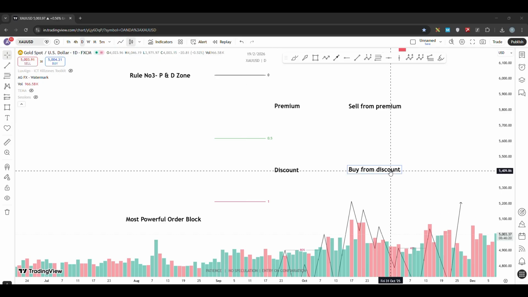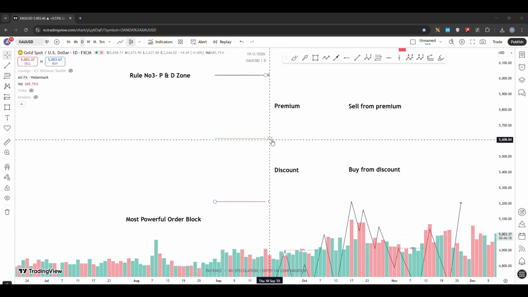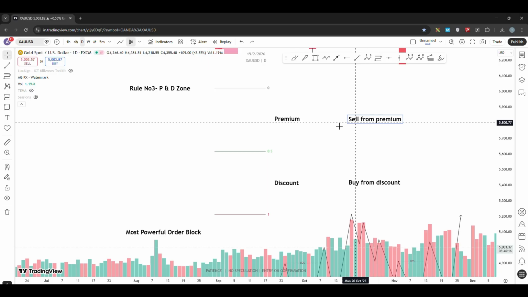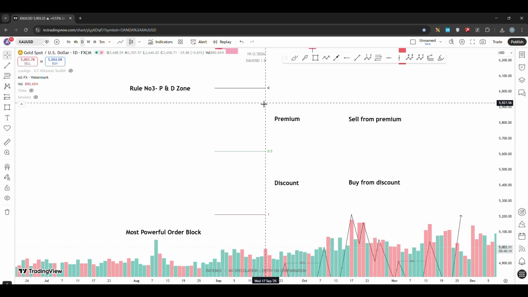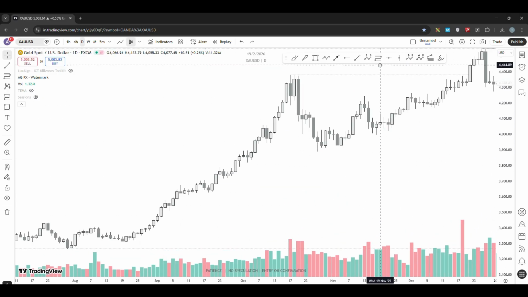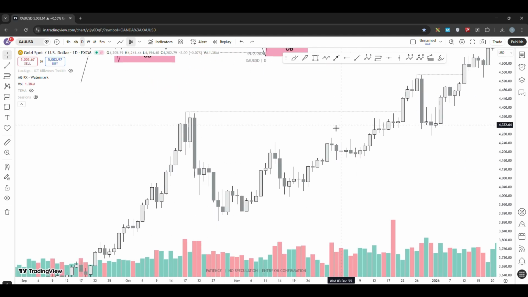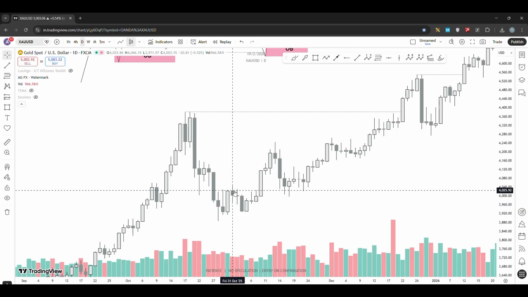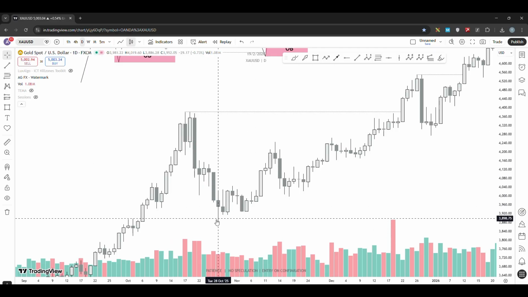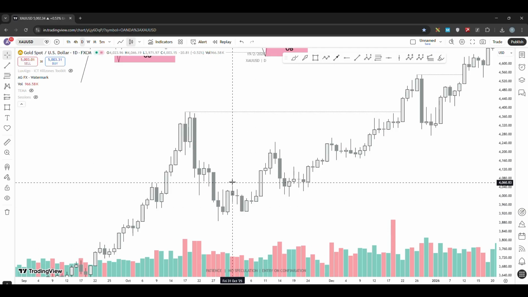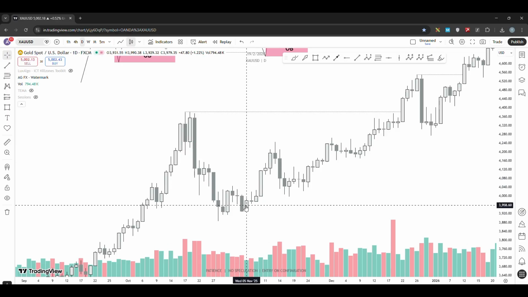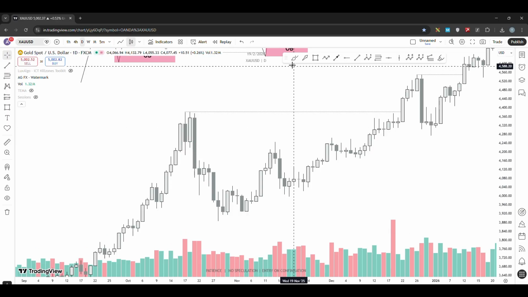Always remember that we buy from the discount zone, which is below 50%, and we sell from the premium zone, which is above 50%. So now let's see some examples. Here I can see the market started to push higher from this low, and we can see some swings over here. This is the first swing, but here we do not see any order block. So we will focus on this next swing over here.